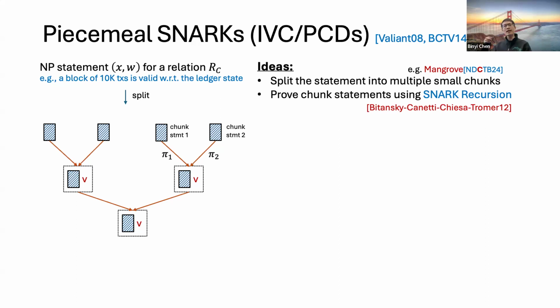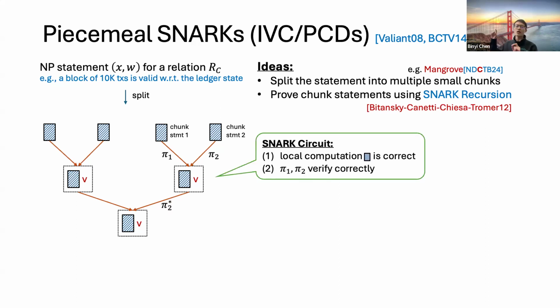And then in the next step, you generate a recursive proof for their parent node, which checks 2 things. First, the chunk statement at this parent node is correct. And moreover, you also check that these 2 proofs generated by the 2 children are correctly verified. And this implies that all of these 3 chunk statements are correct. And you don't have to stop here, right? You can do this recursion again and again. And finally, you obtain a SNARK proof for the root node. And this root proof now implies that all the chunk statements in this entire tree are correct, which implies the original large statement is correct.